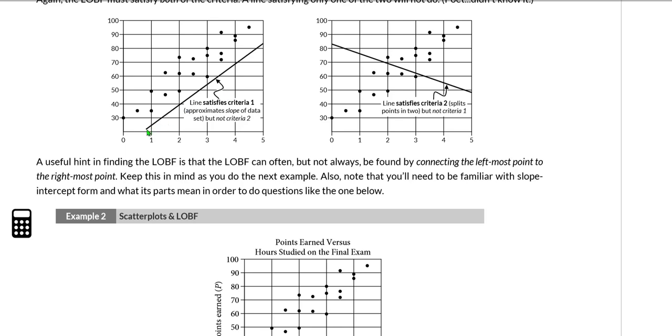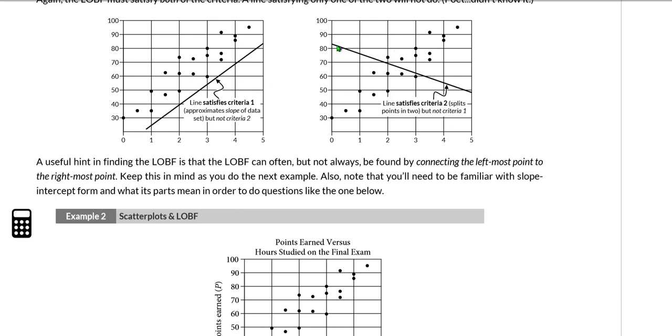So for instance, this first line here approximates the trend or the slope of our points, but you can see that that line is below every single point. All 20 points are above that line. So this line does satisfy criteria 1. It gets the trend or the slope right. It does not, however, split that set of 20 students into roughly 10 students above the line and 10 students below.